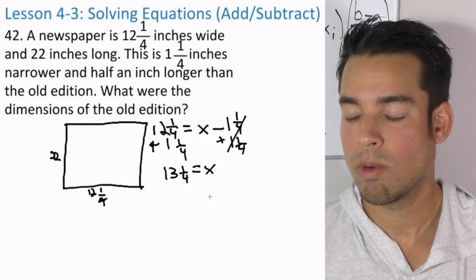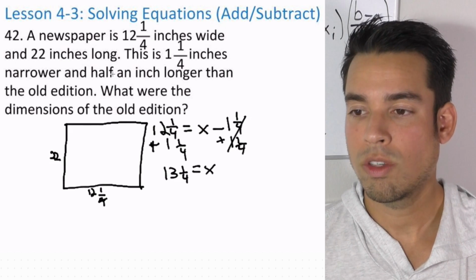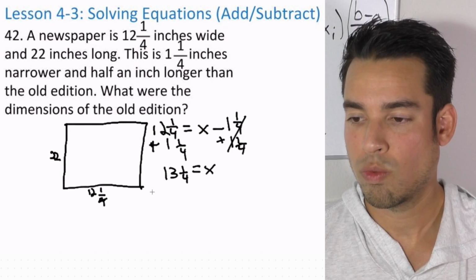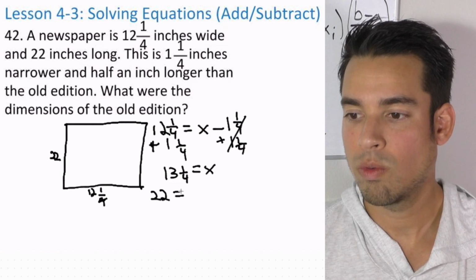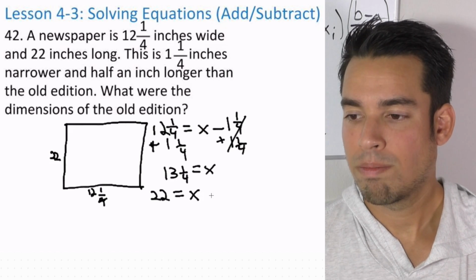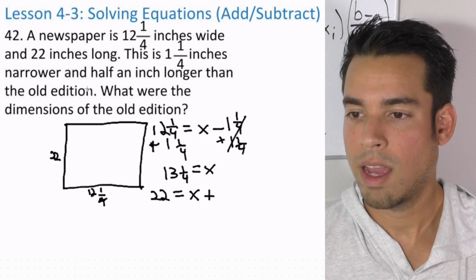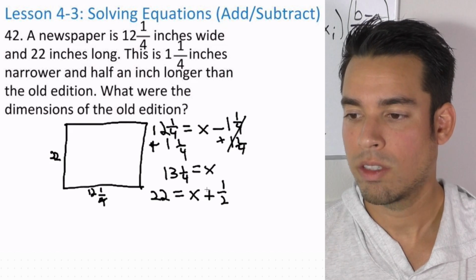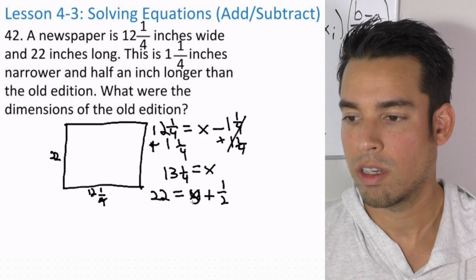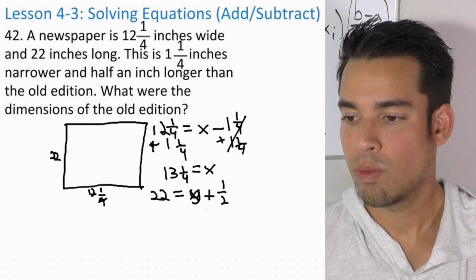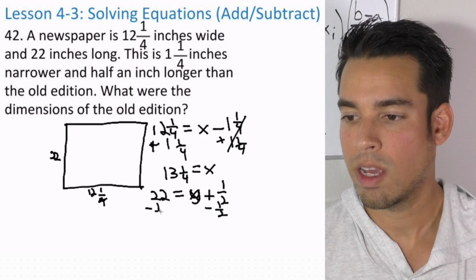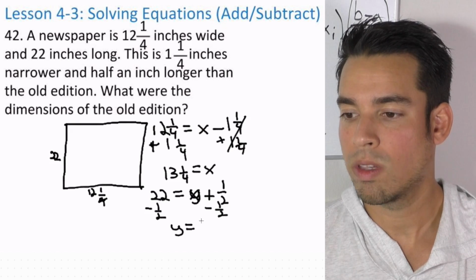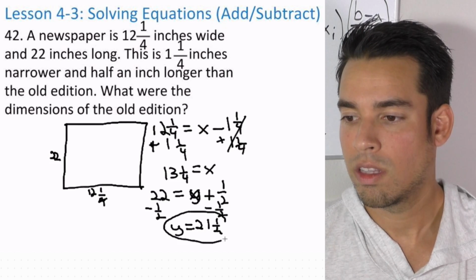That is the old width, and it's also 1/2 inch longer than the old edition. So 22 equals x plus 1/2, because this is 1/2 inch longer than the old one. Let's make this y, sorry. Let's make a different variable for the length. So we'd subtract 1/2 from both sides. y ends up equaling 22 minus a half, which is 21.5 inches. There's our old dimensions.